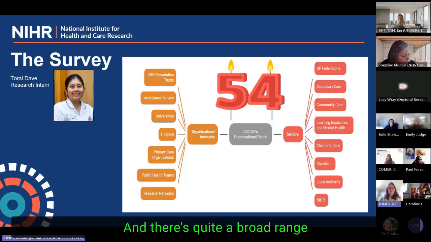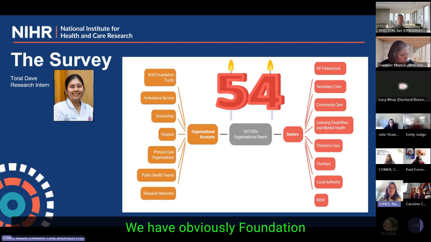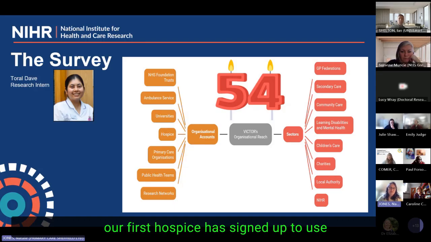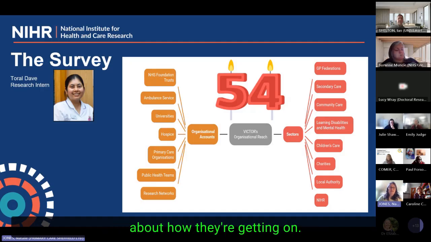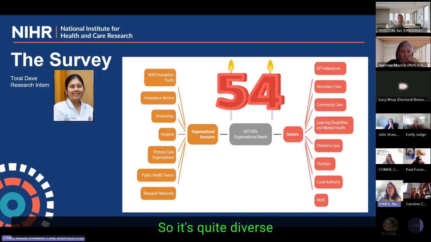And there's quite a broad range of people using Victor. We have obviously Foundation Trusts, Ambulance Service. We have 10 universities that have signed up, primary care organisations. Our first hospice has signed up to use Victor, and they've just used it on a multi-centre trial and sent out over 130 questionnaires. So I'm really excited to hear about how they're getting on. We've got a couple of public health teams in local authorities, and we've got some research networks. So it's quite diverse, and it's across all sectors.